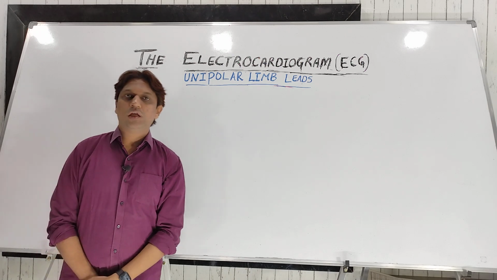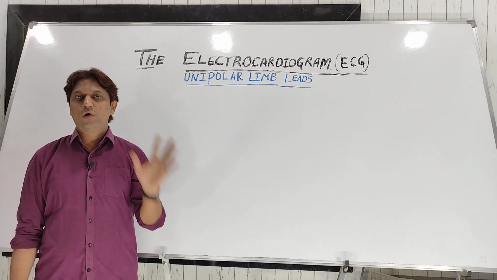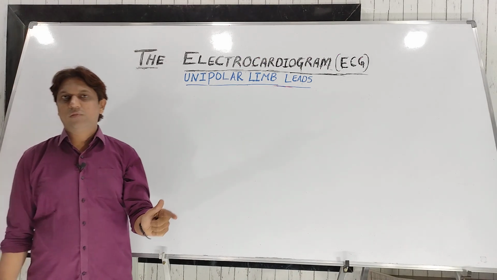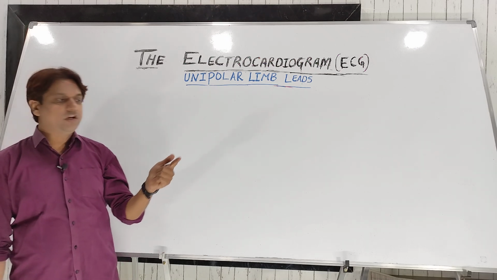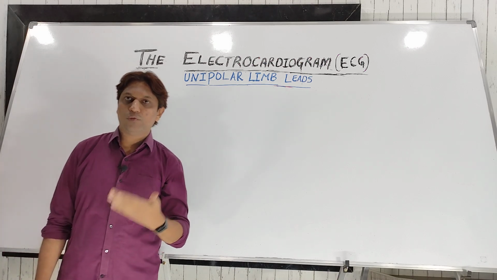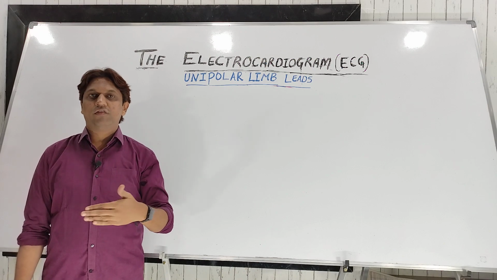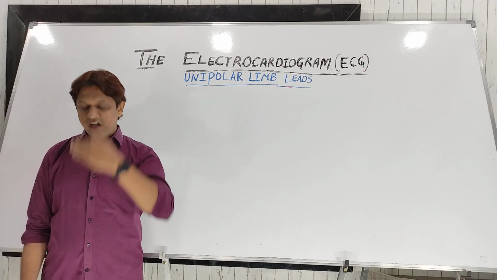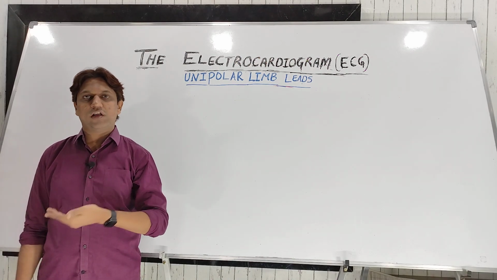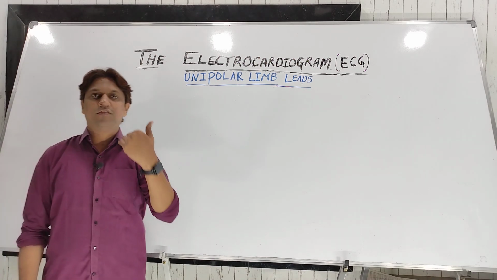As you will be knowing, there are 12 leads in an ECG recording. The 12 leads are 3 bipolar limb leads, 3 unipolar limb leads which are now known as augmented limb leads, and 6 unipolar chest leads or precordial leads. You already know that the limb leads, unipolar and bipolar, record the electrical activity of the heart in the frontal plane, and the 6 precordial chest leads record the electrical activity in the horizontal plane. We'll discuss the chest leads in the next section.